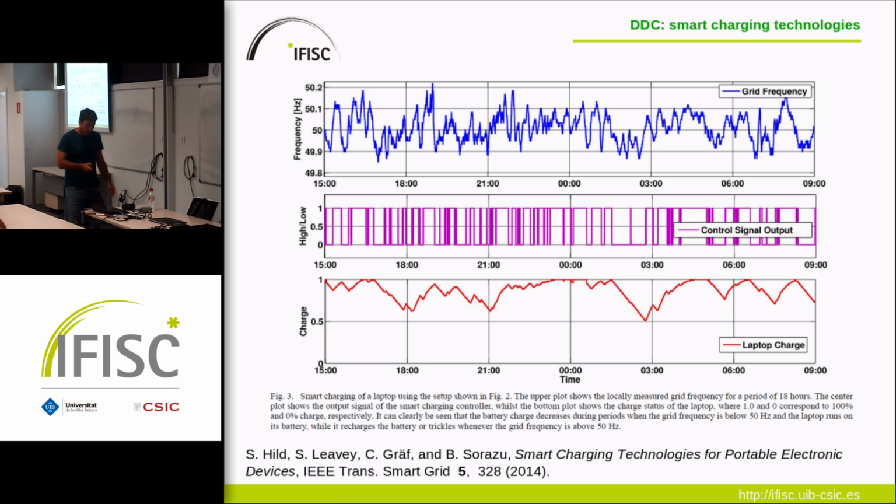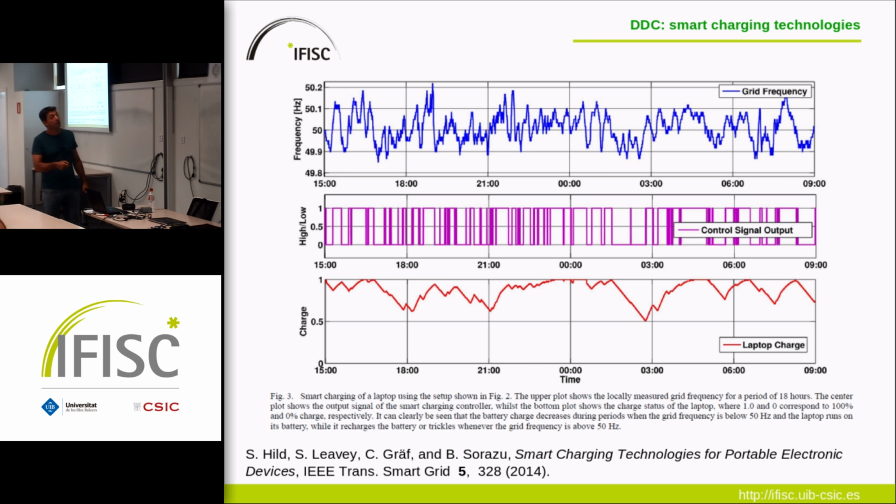I think I need to speed up a little bit to get to the point. This is the same idea, but instead of a fridge, it is with smart charging technologies. So this is a laptop that charges only when the frequency is above 50, for instance. A laptop is not much power, but you could do this with electric cars. Electric vehicles have huge power and large batteries, so you could do the same thing. When the frequency is down, it switches off, and when the frequency is up, it charges.